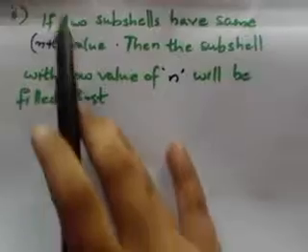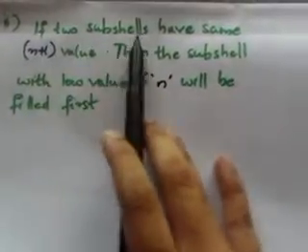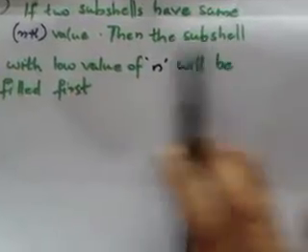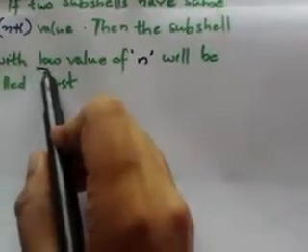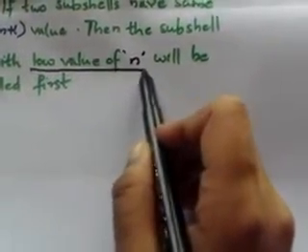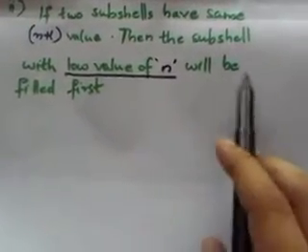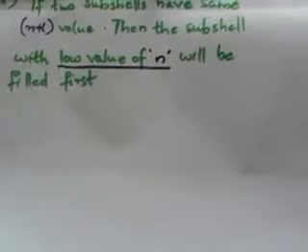The second rule is if two subshells have the same n plus l value, then the subshell with low value of n will be filled first. Low value of n will be filled first.